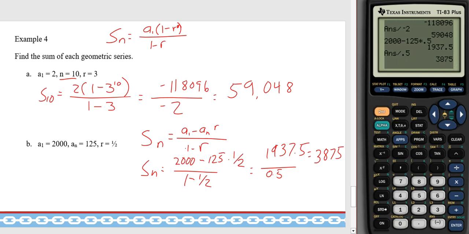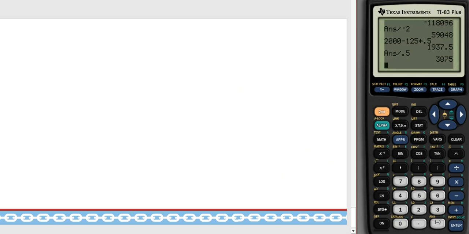Formulas will be available to you on your Chapter 11 test. So you should just be familiar with how to use those formulas, and you don't have to memorize them. So that is it for our lesson on geometric sequences and series.